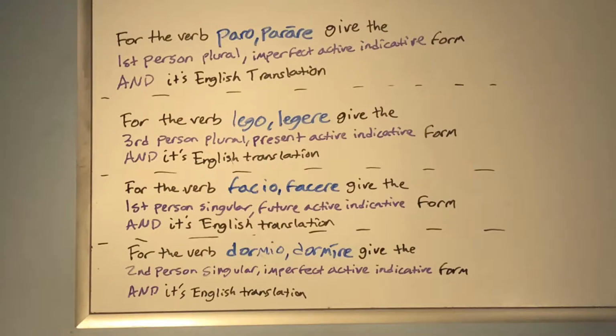So I have these forms questions. The first one I will go over, and then the other three you can do on your own. It looks like a lot, but I promise you it isn't. These are just formed like certamen questions, so that's why it has a lot of jargon in it, but it's not that hard to understand once you know what they're asking. So like I said, I'm going to go over the first one. For the verb paro, parare, give the first person plural, imperfect active indicative form and its English translation.